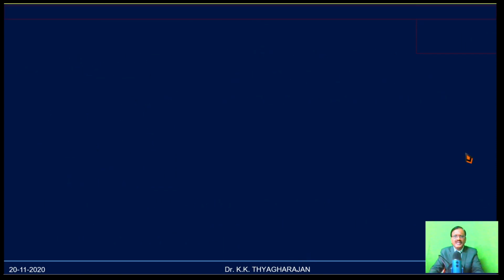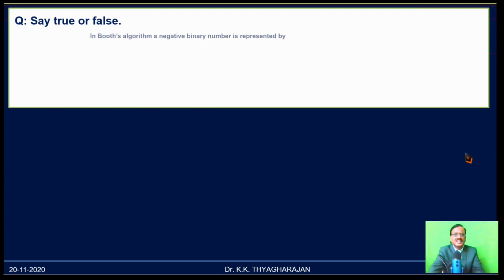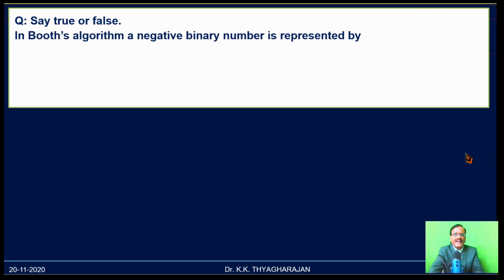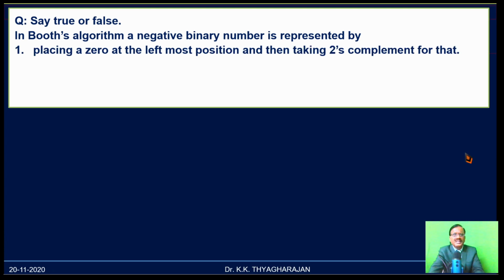Now, let us see what type of questions can be asked from this topic. It may be for 1 mark or it may be for 2 marks depending on the complexity. Let us see the first one. Say true or false. In Booth's algorithm, a negative binary number is represented by placing a 0 at the leftmost position and then taking 2's complement for that. You have to say whether it is true or false.